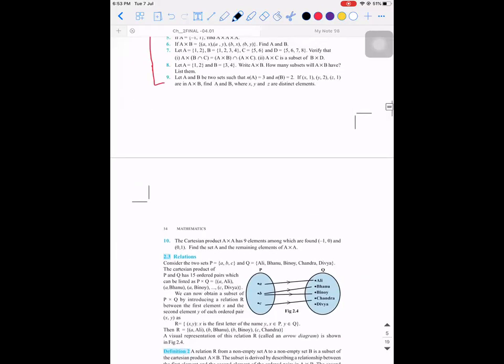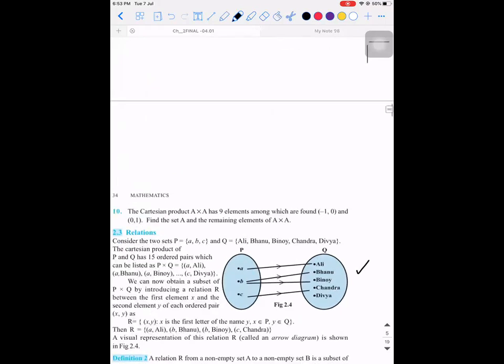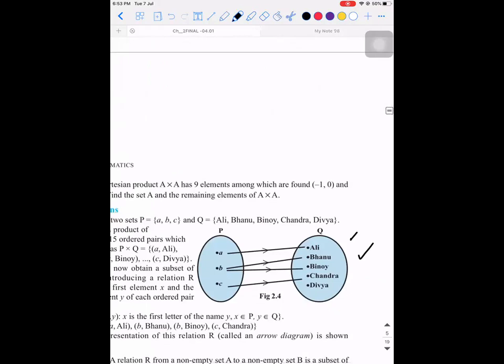For example, I'm showing you a diagram. If I ask you whether it is a relation or not, what would you say? I've shown you an arrow diagram, not a Venn diagram. Is this a relation or not? Yes, sir, it's a relation.